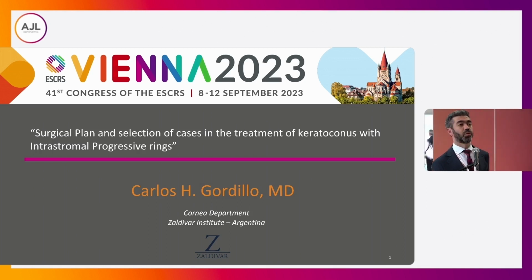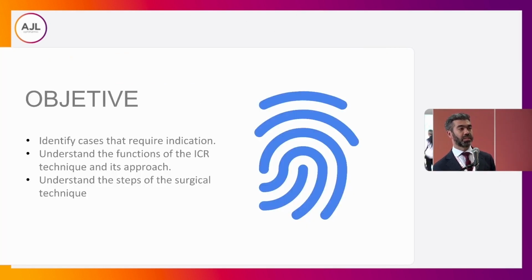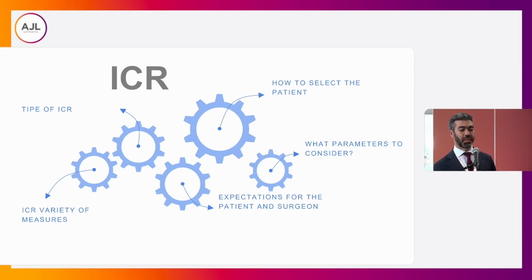The idea of this presentation is to try to explain how to perform the surgical plan and how to select the cases for the progressive rings. The principal objective of this class is to identify the cases that require this indication, to understand the functions of the intracorneal rings, the techniques and the approach of the technique, and also to understand the steps of the surgical plan. For that, I have to be very grateful to Dr. Alfonso, who was here before, because he was one of the doctors who taught me how to select the patient, the types of intracorneal rings that we have, the variety of measurements of the different rings, what parameters we should consider, and also it's very important to understand the patient's expectations and also our expectations.